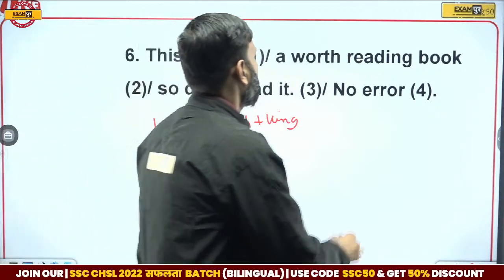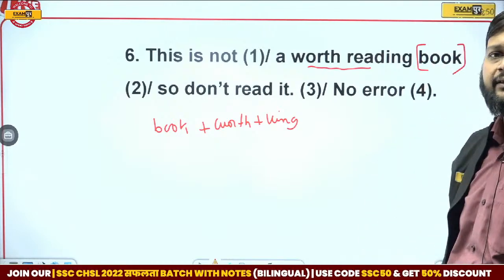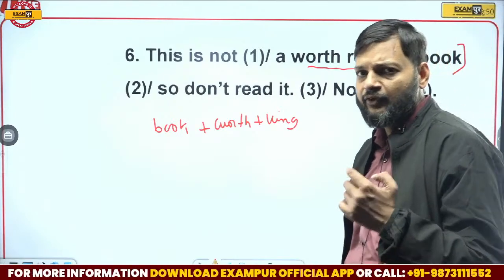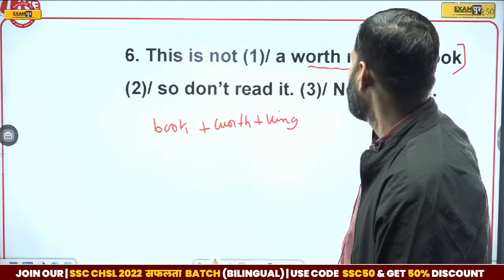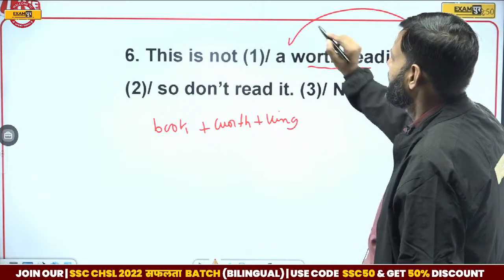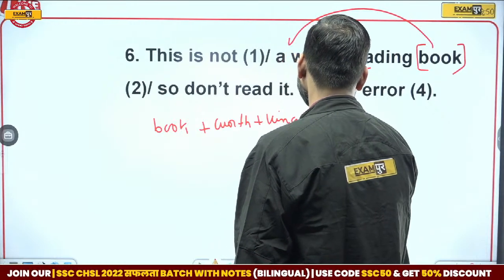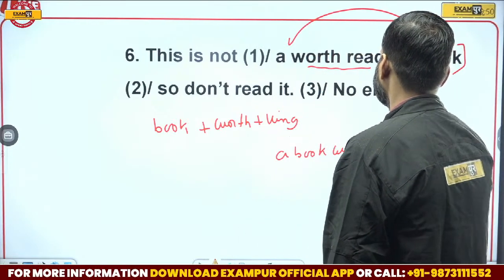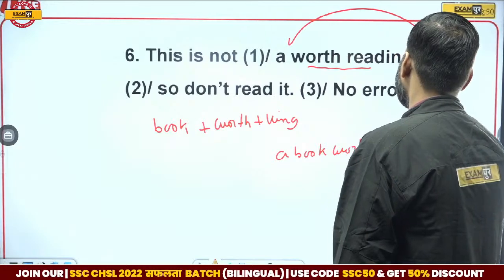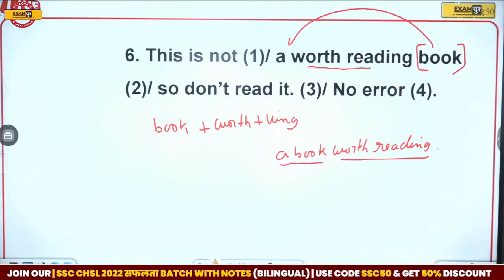So here "worth reading" is used for book, and if the word worth modifies any noun, the noun should come before it. So book should be here. It means the sentence should be "a book worth reading." A book worth reading should be the answer.